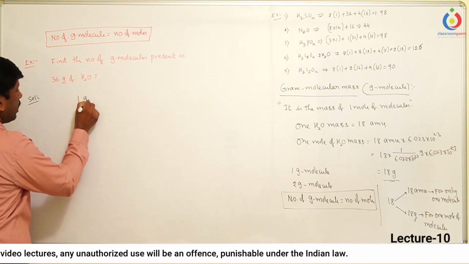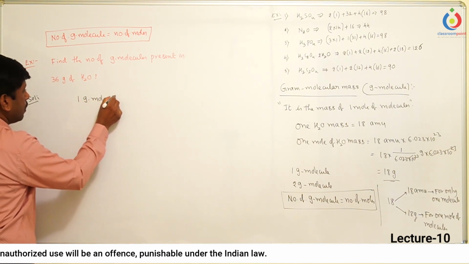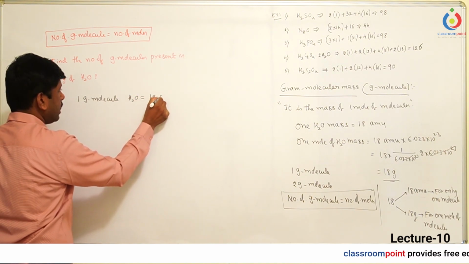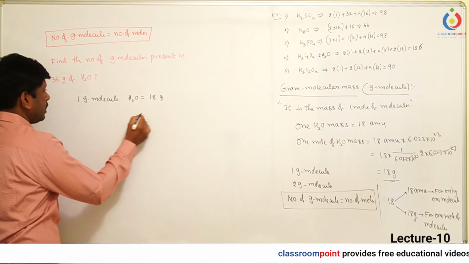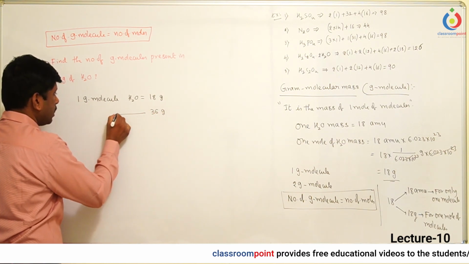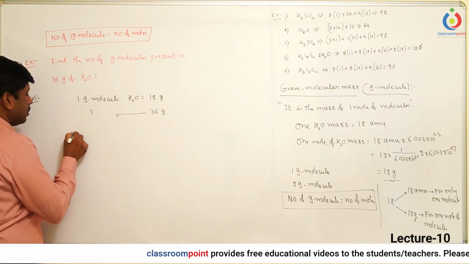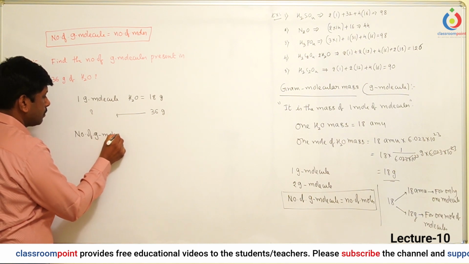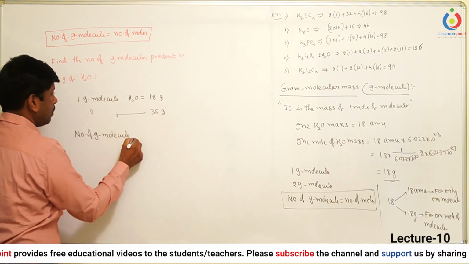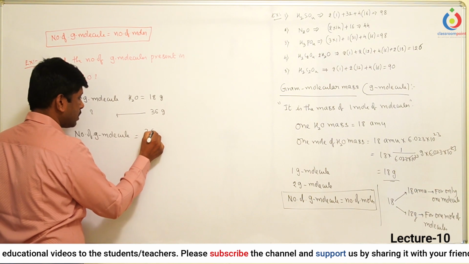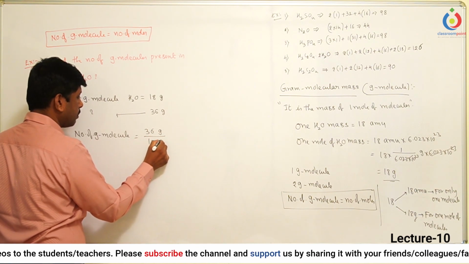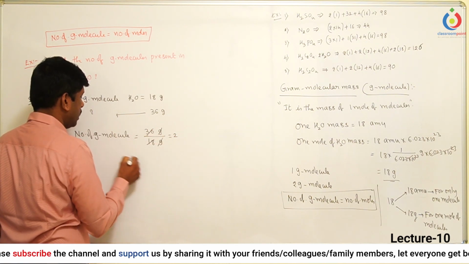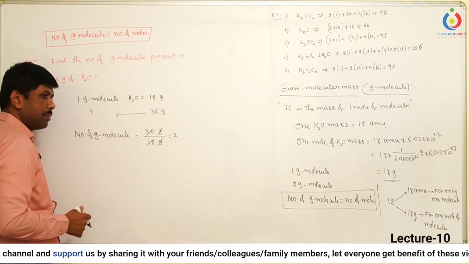So the mass of 1 gram molecule of H2O is equal to 18 grams. Then 36 grams is the mass of how many gram molecules? So the number of gram molecules, that means the number of moles, is equal to 36 grams divided by 18 grams. The grams cancel out, it goes 2 times, that means 2 gram molecules, which means 2 moles.